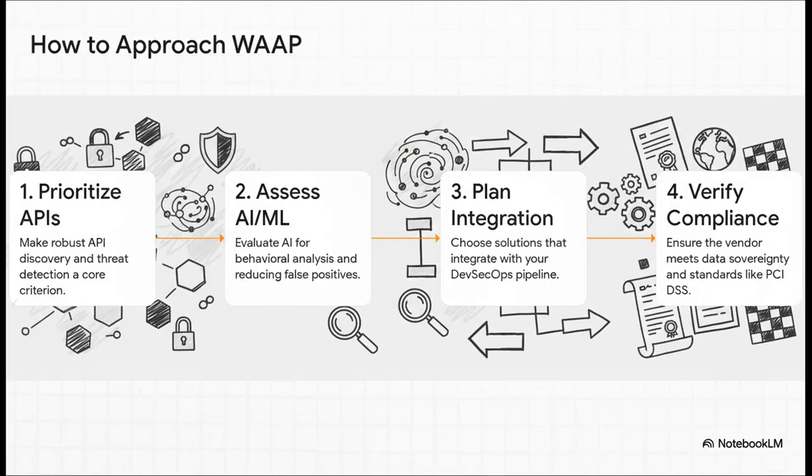So, to bring it all home, here are the key takeaways from Gartner's guide. First, make API security your absolute top priority. Second, really dig into a vendor's AI and machine learning capabilities. Third, plan for integration from day one. Don't treat it like an afterthought. And finally, make sure the solution can actually meet your specific needs for compliance and data sovereignty.